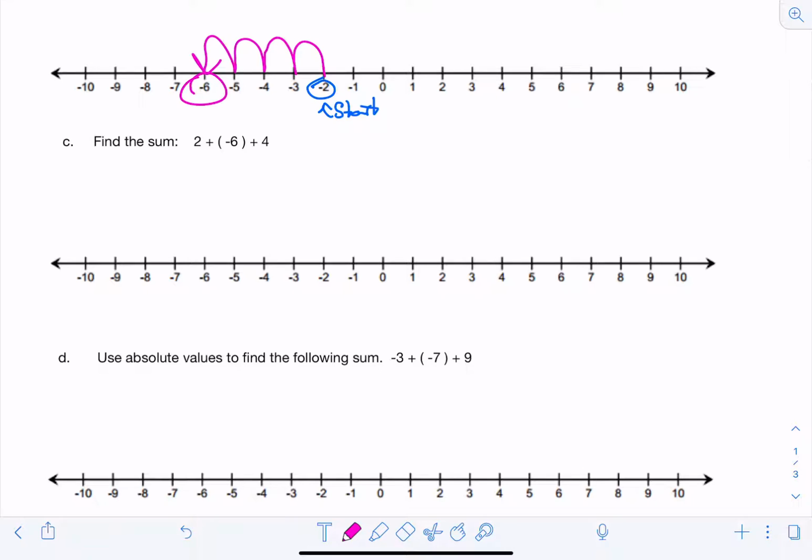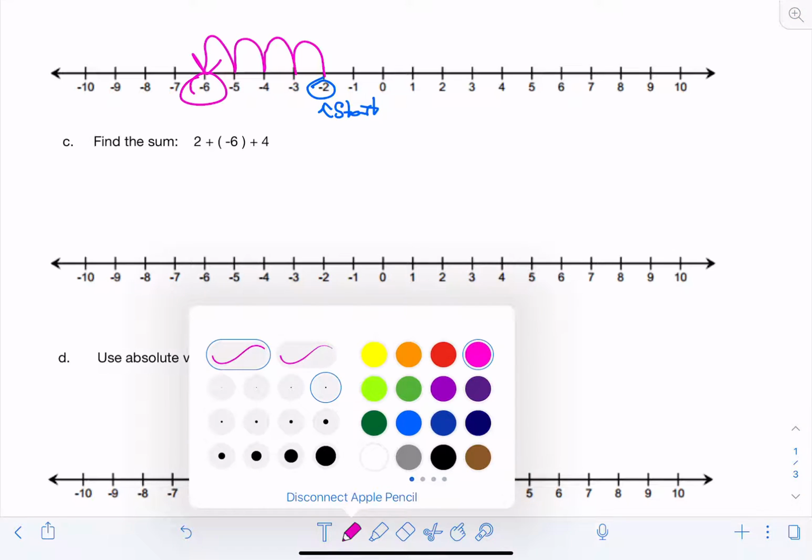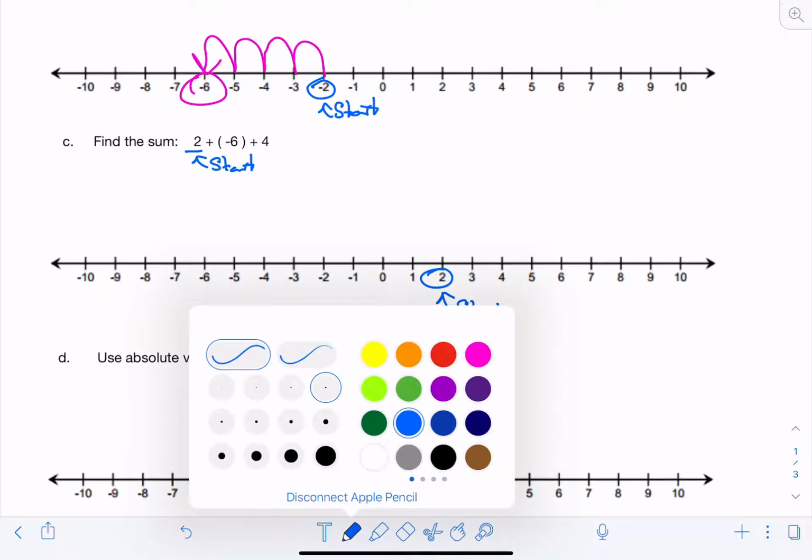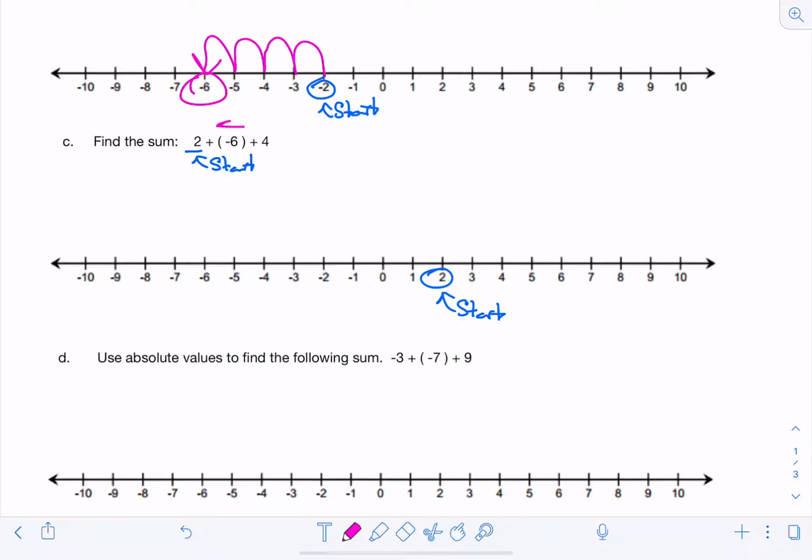Find the sum 2 plus negative 6 plus 4. Okay, so we have our starting point of positive 2. So we're going to find that on the number line. That's where we're going to start. And we're going to do this the same way. There just happens to be 3 integers. So our second number is negative, so we know we're going to go to the left, okay, 6 times. So from positive 2, we're going to go to the left 6. 1, 2, 3, 4, 5, 6. And we end up at negative 4.